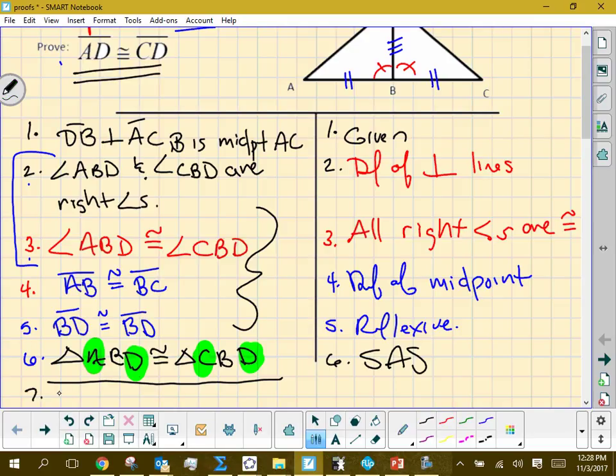So what's another word for matching? Corresponding. They came from what types of triangles? Congruent triangles. So corresponding parts that come from congruent triangles are themselves what? Congruent. So AD is congruent to CD. And walking you through that phrase that we were talking about: corresponding parts of congruent triangles are congruent.